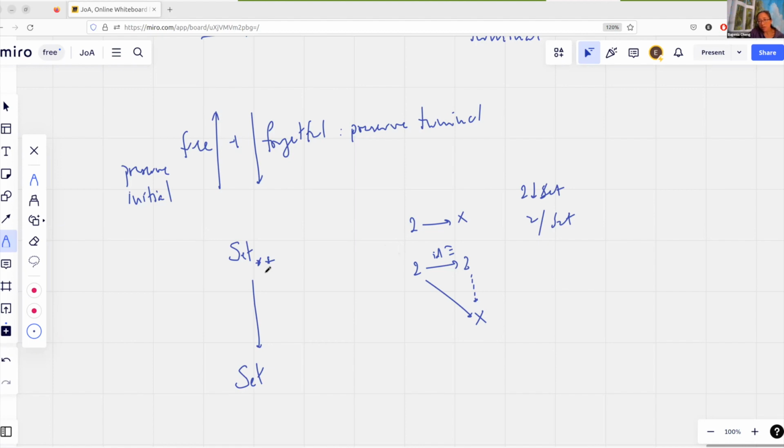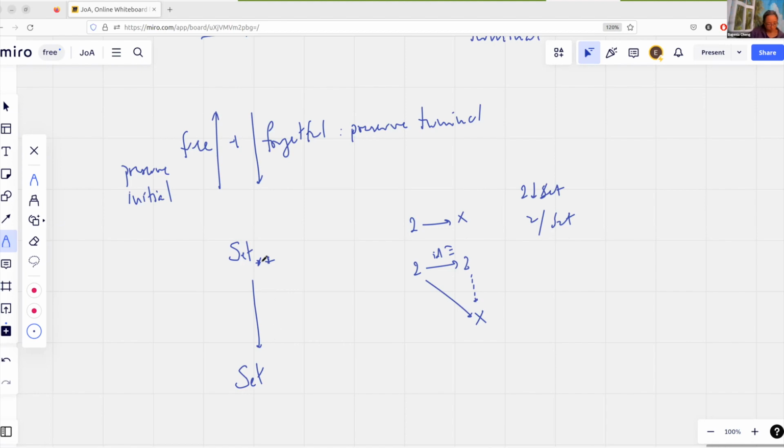And so then this forgetful functor will take the terminal object to the terminal object, because it will take the one element set to the one element set, but it will not preserve initial objects, because it will take the two element set here to two element set there, which is not the initial object. So this is a counterexample. So this is an example where the terminal and initial object are different, and the forgetful functor does not preserve the initial object.